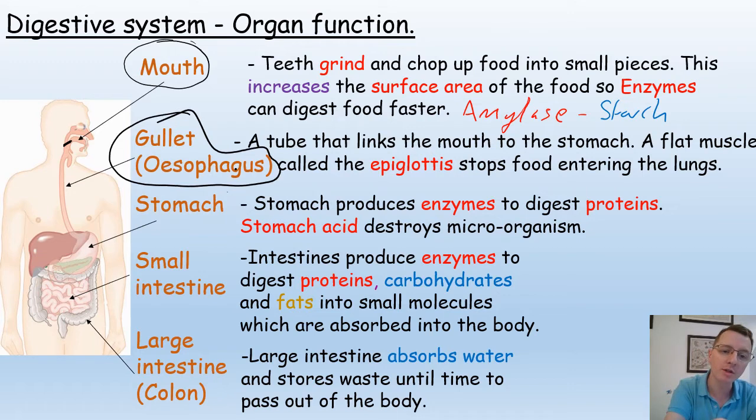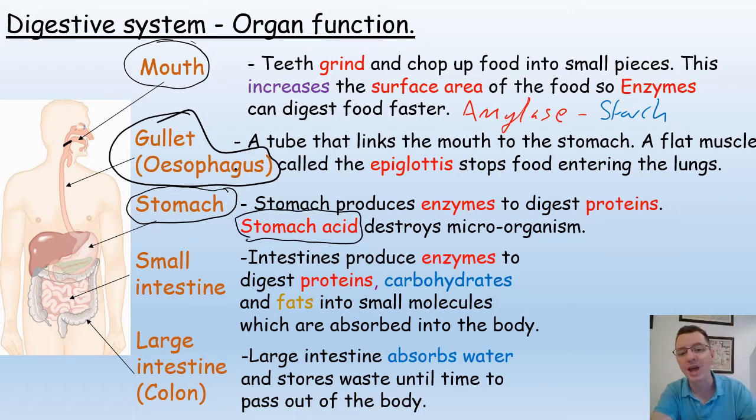When the food reaches the stomach, we have 2 key processes that happen in the stomach. Firstly, we have stomach acid, and the stomach acid will destroy any microorganisms that are on your food and keep you safe from diseases like food poisoning. But we will also have enzymes in the stomach that will digest proteins. The enzyme that's in the stomach is a protease.